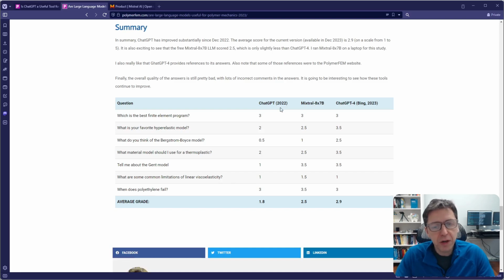So what did we learn? These tools, these large language models, have improved substantially during the year, but they're still very weak when it comes to polymer mechanics. I would not rely on this to educate yourself on these fields. I think you really need to do web searches, you need to read books, you need to study yourself to understand it, because many of these tools just give the wrong answers still. We'll see what happens next year, but this is the state of the art today in 2023.